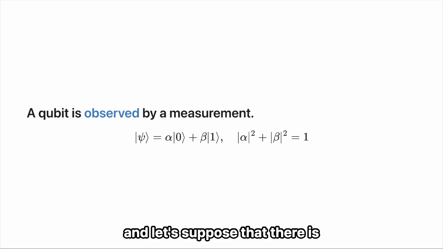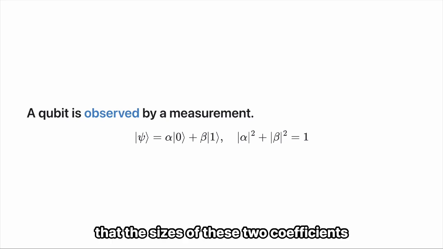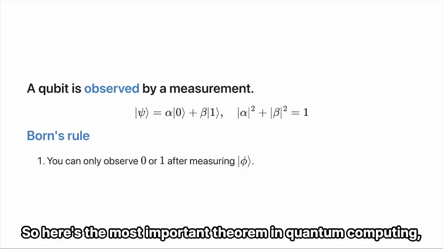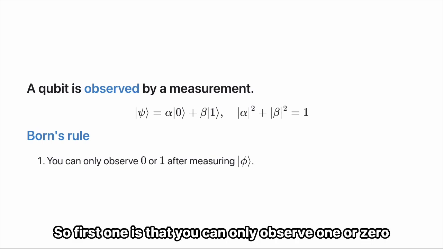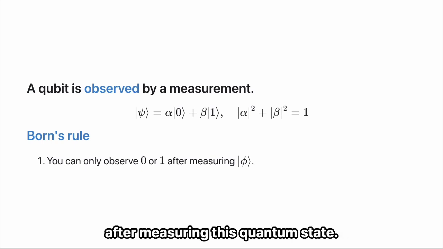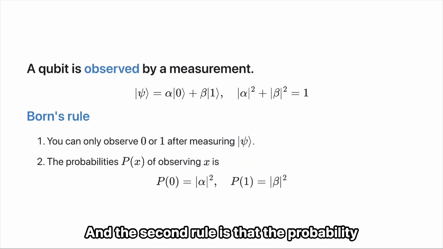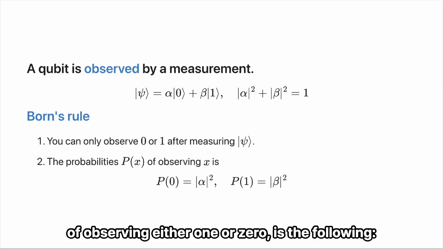And let's suppose that there is one more condition, that the sizes of these two coefficients, squared, add up to 1. So here's the most important theorem in quantum computing, which is called Born's rule. The first rule is that you can only observe 1 or 0 after measuring this quantum state. And the second rule is that the probability of observing either 1 or 0 is the following.